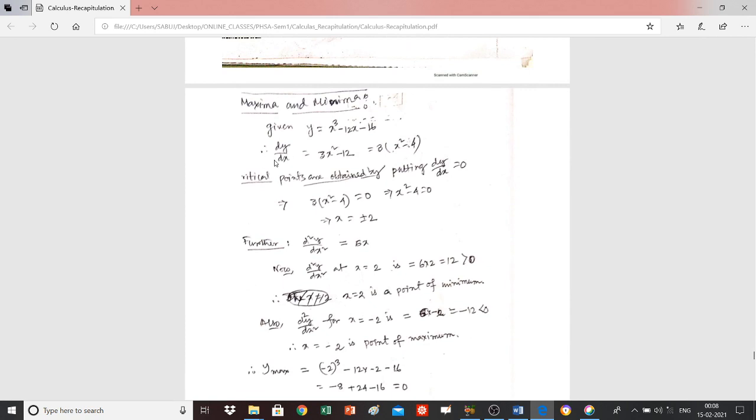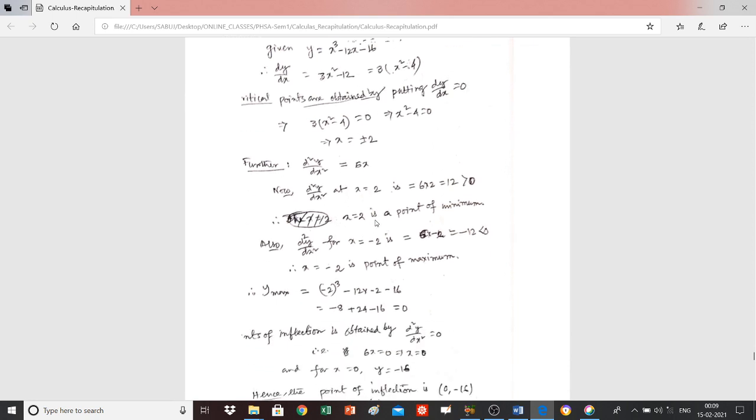Now maximum and minimum. Given the function y equal to this, find the value of dy by dx. It is 3x squared minus 12, that is 3 into (x squared minus 4). The critical points are obtained by putting dy by dx equal to 0. That means this is equal to 0. From here x is equal to plus or minus 2.